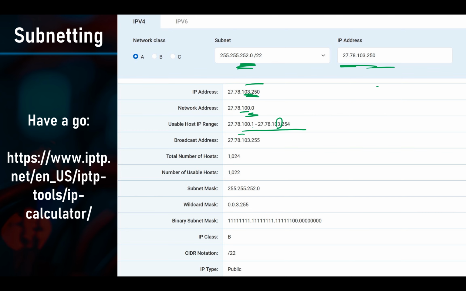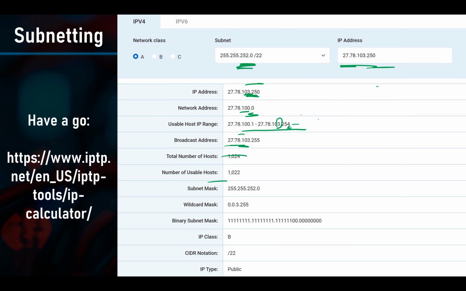As mentioned, since 0 is taken, it's unusable. The hosts go from 1 right up until 254, because 255 is the broadcast address. Then it also tells us the total number of hosts, 1024, and the number of usable hosts, again with 2 of them taken. And it's going to tell us the subnet mask.